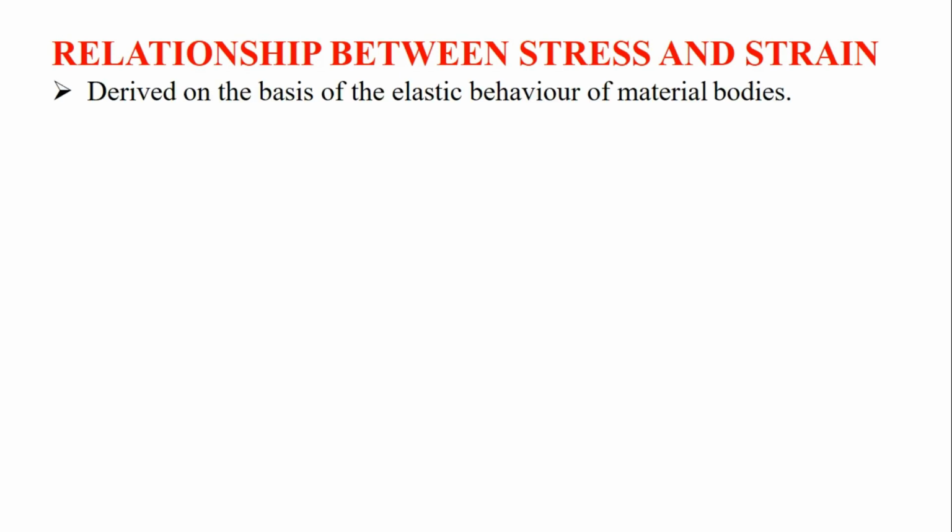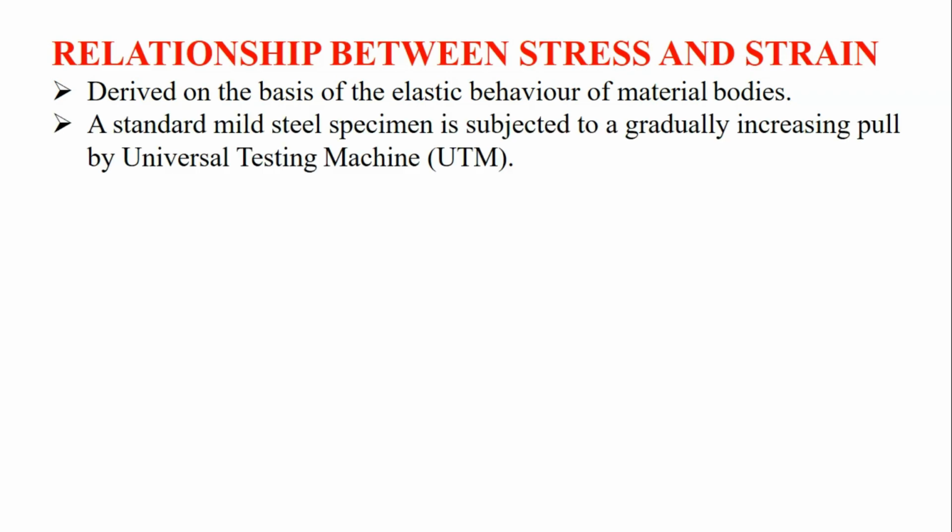Okay, till now we have seen what is stress and its types, what is strain and its types. Now we are going to see what is the relationship between this stress and the strain. Actually, this relationship is based on the elastic behavior of materials. Here we are taking mild steel as an example, and that particular steel is given a gradually increasing pull, that is a tensile load. This is done in a universal testing machine, which we call UTM in short. The stress strain curve obtained as a result is shown below.